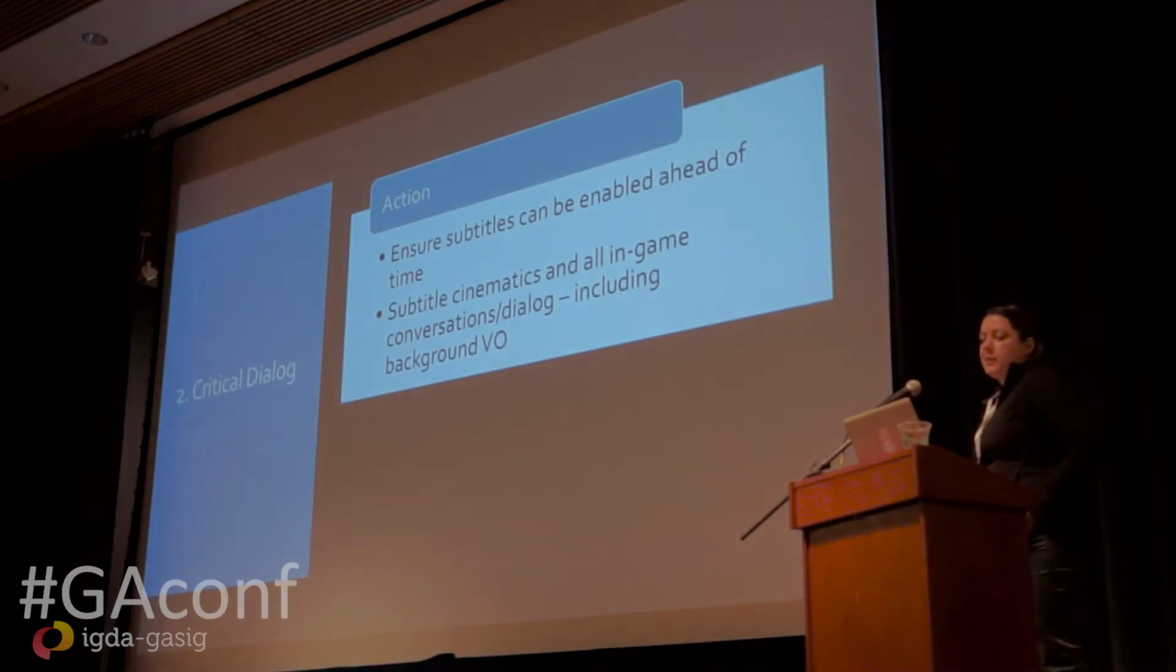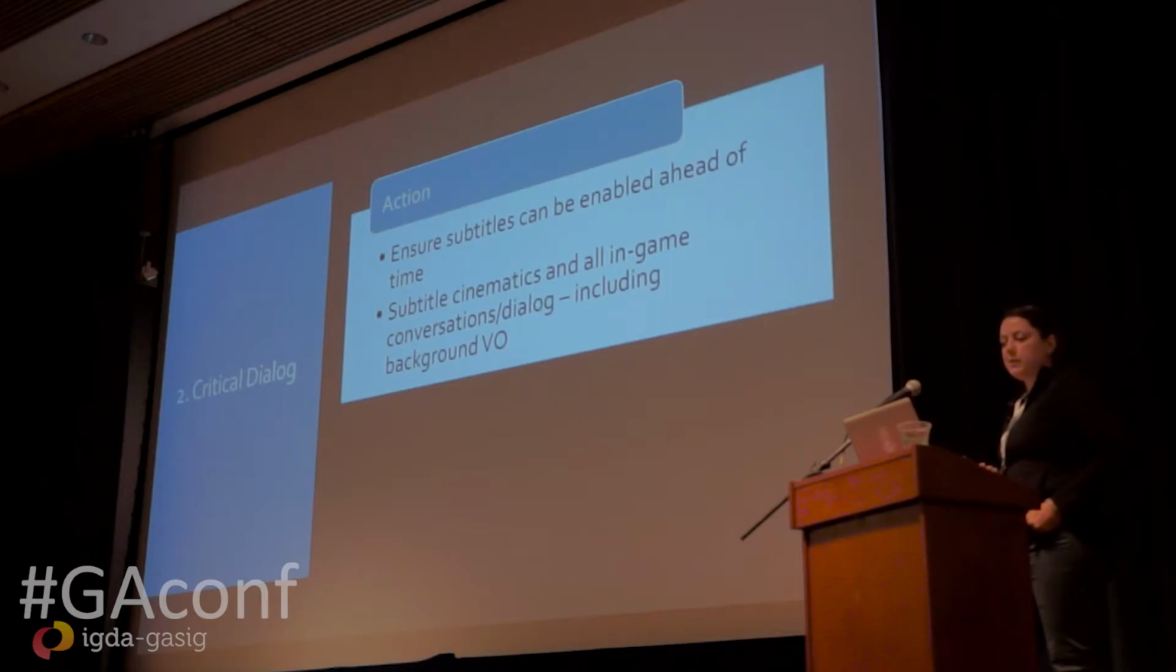The second best practice is critical dialogue. Make sure that all critical dialogue is subtitled and that subtitles can be enabled before VO is encountered. For games with an attract mode or initial scenes before the main menu, you should request that the subtitle option be set during the boot sequence the first time the game is played. Alternatively, you should include this as part of the option setting dialogue anytime a new game is started.